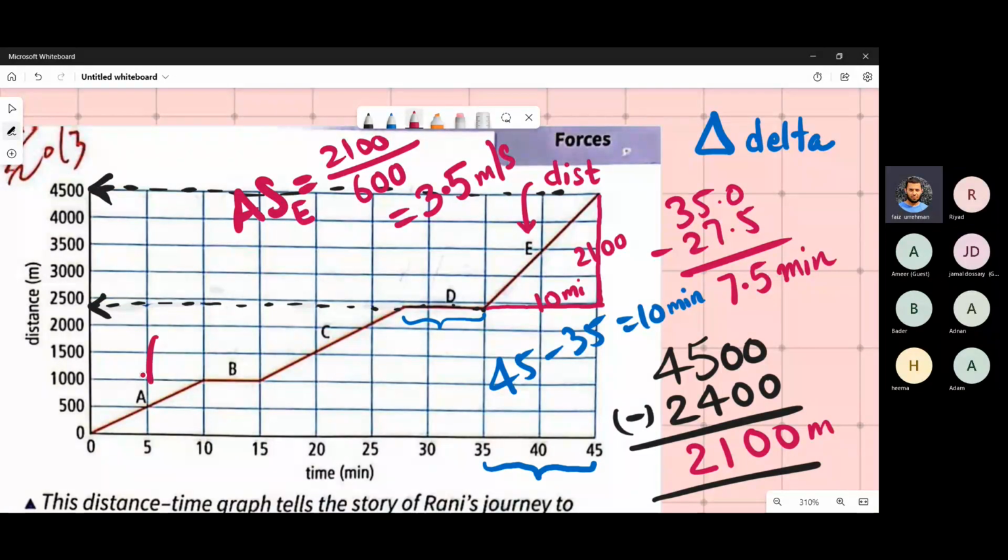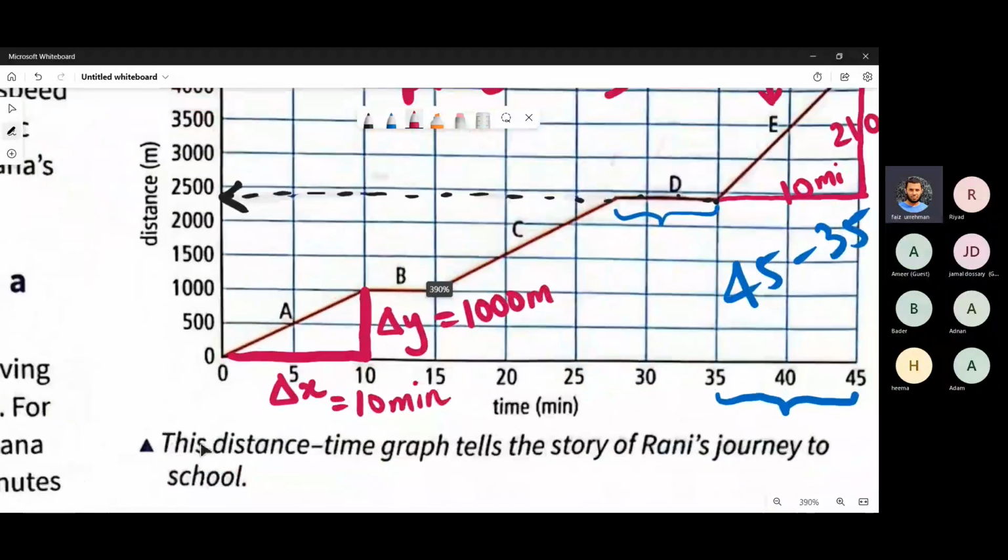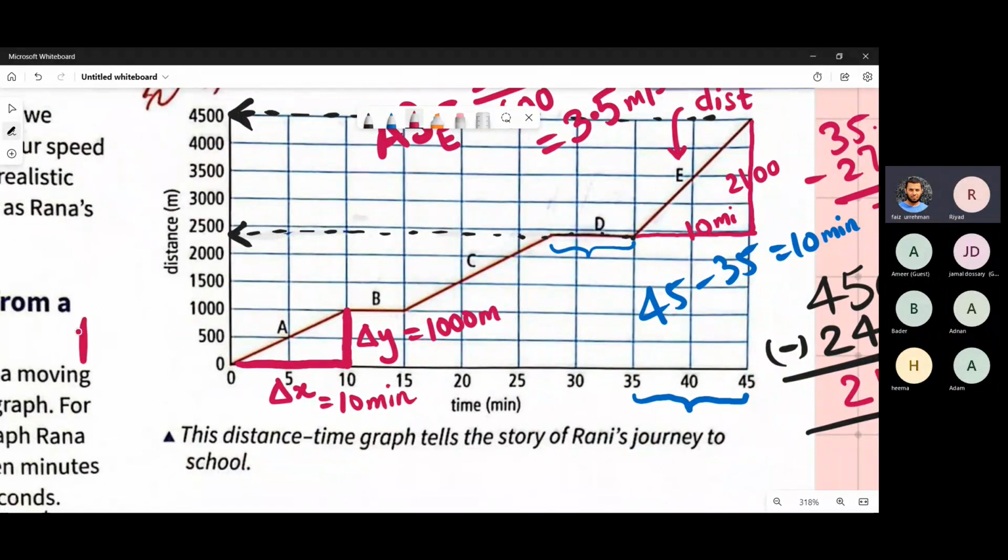What about the A part? What is the speed in the A part? Same procedure. How much is the delta y here? 1,000 meters. And what is the delta x? 10 minutes. 10 minutes is 600 seconds. So the average speed for the A duration will be 1,000 over 600.